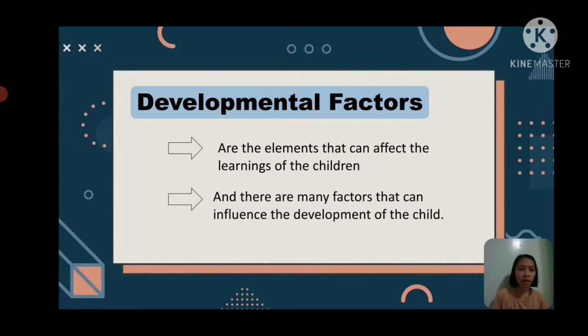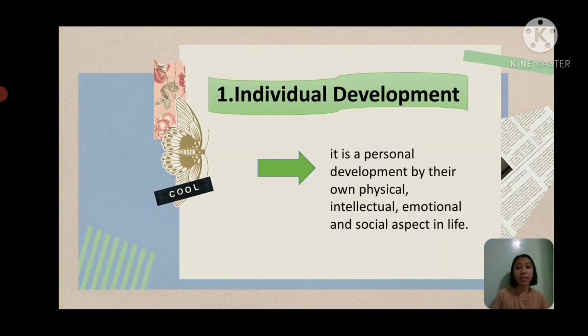So, there are four factors that can influence the development of the child. The first one is individual development. It is personal development in their own physical, intellectual, emotional, and social aspects of life. From the words personal development, it means to develop personal capabilities and potentials.